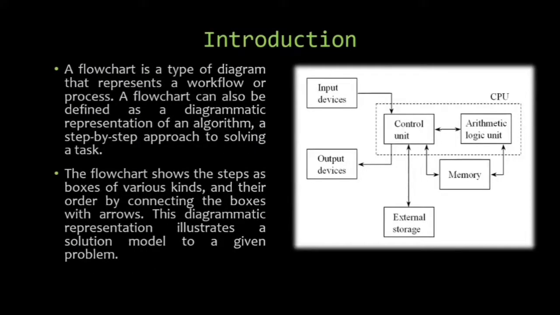Here's the introduction. A flowchart is a type of diagram that represents a workflow or process. A flowchart can also be defined as a diagrammatic representation of an algorithm, a step-by-step approach to solving a task. The flowchart shows the steps as boxes of various kinds and their order by connecting the boxes with arrows. This diagrammatic representation illustrates the solution model to a given problem.